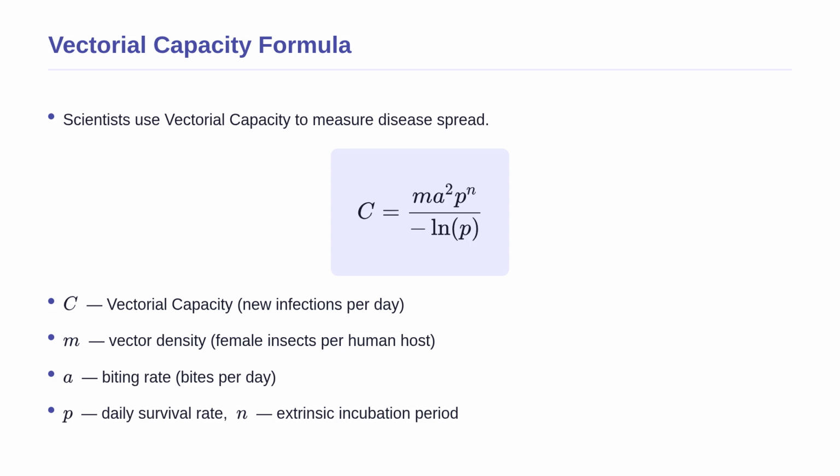Here, C is the average number of new infections generated by one infected host per day. The variable M stands for vector density. The symbol A represents the biting rate, which is squared because the insect must bite twice to transmit disease. The variable P is the daily survival rate, and N is the incubation period. Notice that if the biting rate increases, the overall capacity increases dramatically because it is squared.